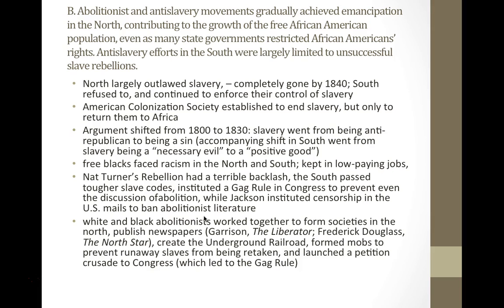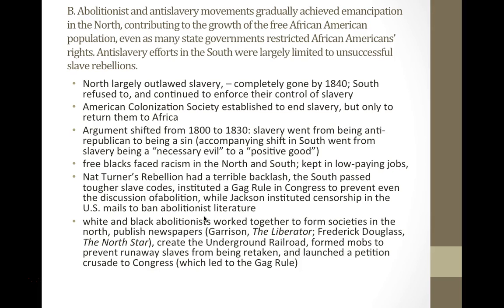All right. The North is generally over this time going to outlaw slavery. It's going to be completely gone anywhere in the North by 1840, but the South is going to enforce their control of the slavery. All right, remember we talked about the American Colonization Society. They want to end slavery, but they want to return the slaves to Africa. All right, Monroe was actually the head of the American Colonization Society. That's why we get Liberia, which the capital is Monrovia.